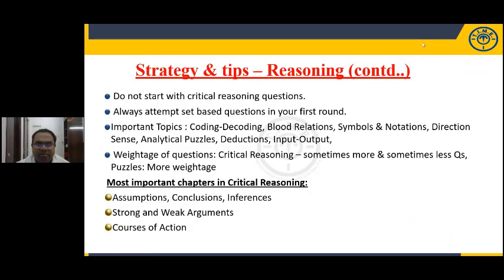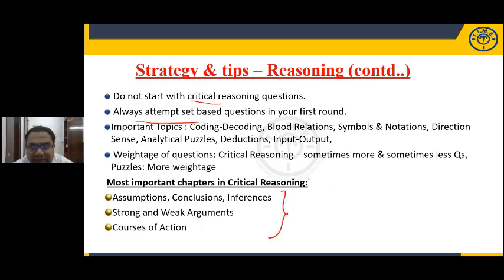These are general preparation tips. Don't start with critical reasoning questions. This is the last which we do. Always attempt set-based questions, particularly when you are solving reasoning or quant, DI or puzzle. Set-based questions, symbol notation, set-based. Always solve set-based questions. And these are the important topics in your critical reasoning.